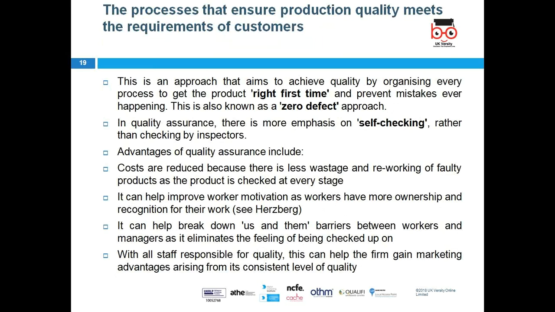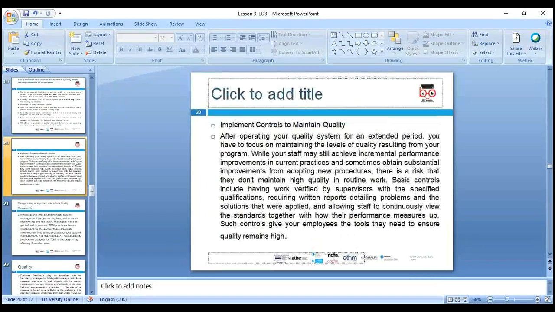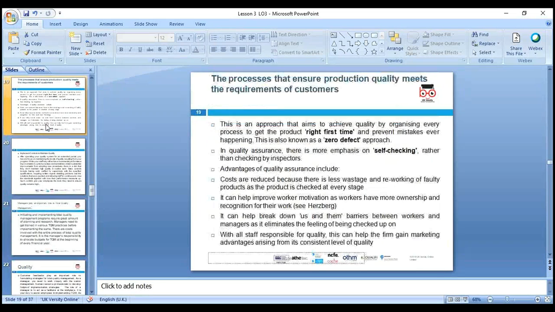Next, we're looking at the process of production, and the quality and the requirements of the customer. This approach aims to achieve quality by organizing every process to get the product right the first time and prevent mistakes. So maybe you have heard about SOPs. Do we know? Yes, sir. SOPs are standard operating procedures.